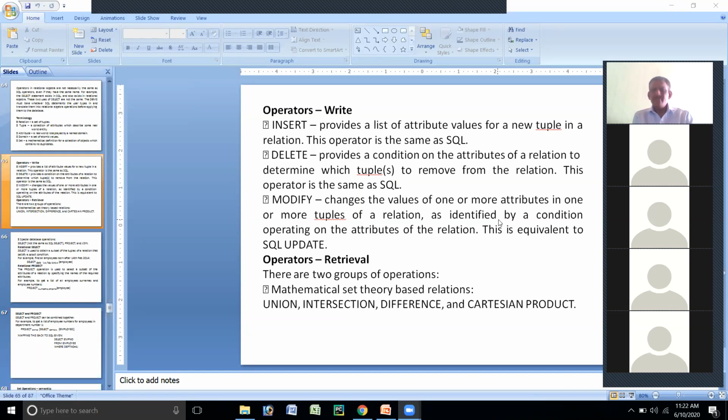Modify means changing the values of one or more attributes in one or more tuples of a relation, as identified by a condition operating on the attributes of the relation. This is equivalent to the SQL update.